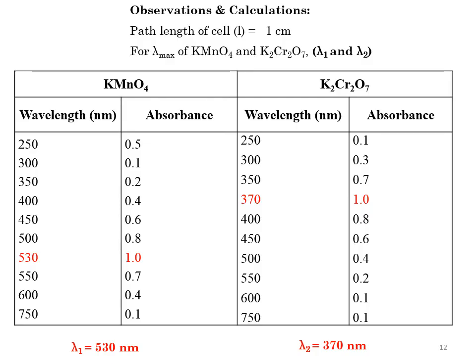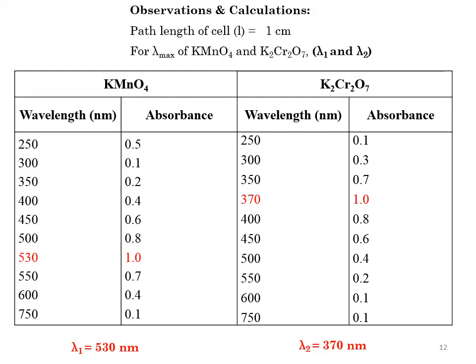Here are the observations and calculations. In this step, first of all, you need to calculate the lambda max of KMnO4, or component 1, and the lambda max of K2Cr2O7, that is component 2. The absorbance of 1 millimolar aqueous solution of KMnO4 and K2Cr2O7 is recorded at different wavelengths and the recorded values are written in the form of a table as shown here.